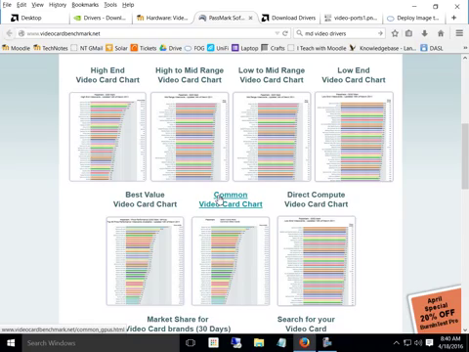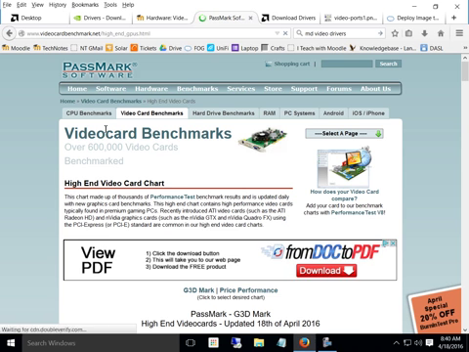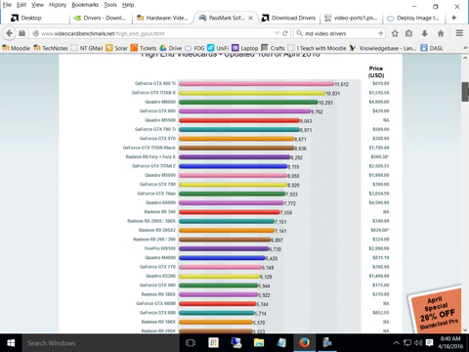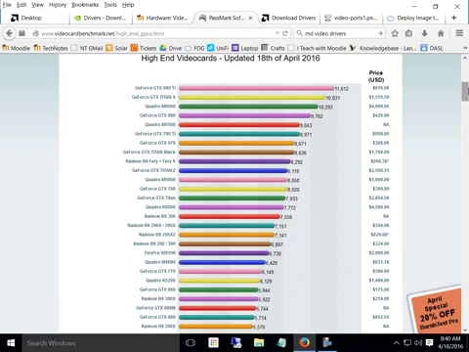So say I had $200 available to buy a video card. I'm going to start at the high-end video card chart, and this compares all the video cards that are currently available today. It says as of 18 April, so obviously it's pretty darn current. It must have a bot that updates this.